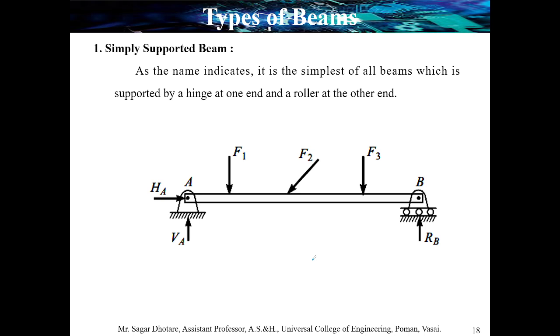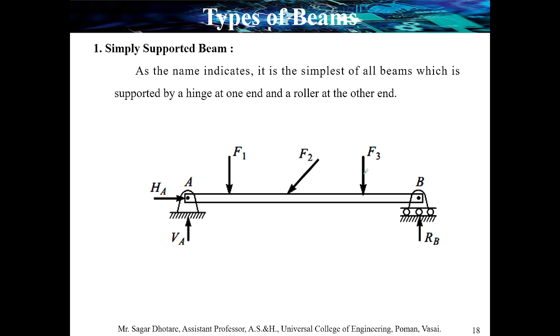As the name indicates, the beam is supported normally by a hinge at one end, or by a roller. In this example, the simply supported beam has a hinge support on the left side and a roller support on the right side, and three different forces are applied.